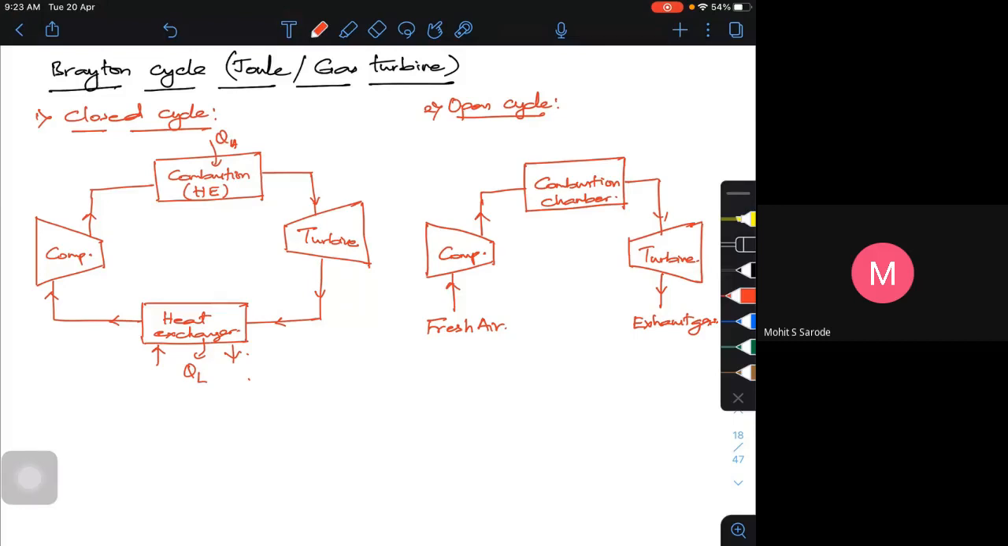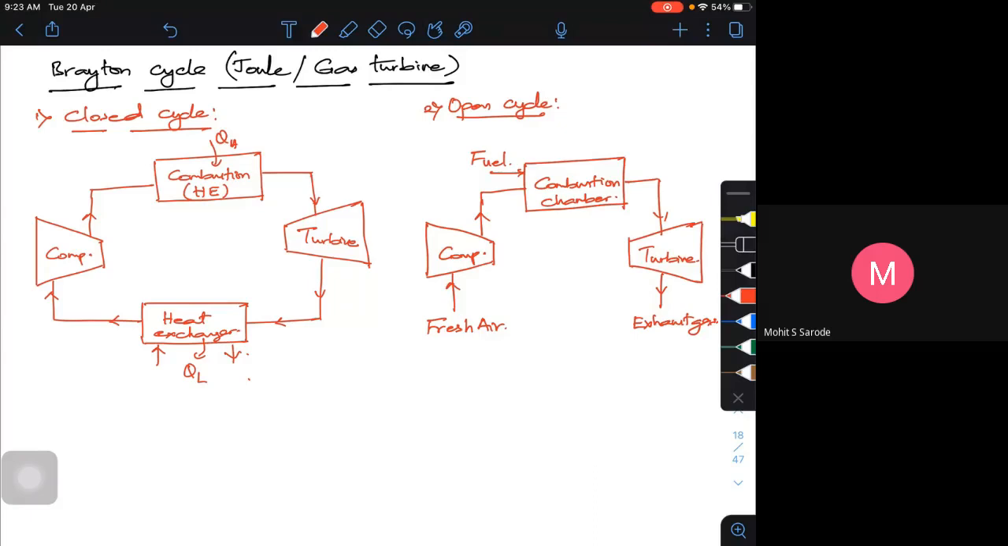Okay, so in an open cycle, what will happen? Fresh air is taken from the atmosphere. It is compressed. Then the compressed air will go to the combustion chamber, mix with the fuel, and become a combustion product. So I'm going to add a fuel. Let me add here. So let me show that also. I'm going to add a fuel here.